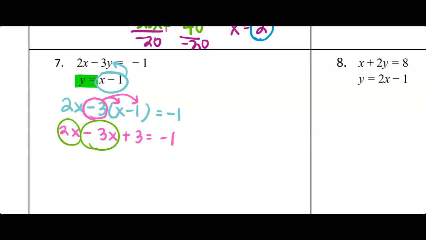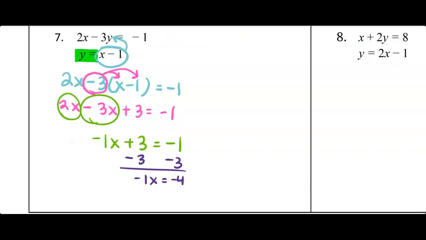Combining like terms, we get that negative 1x plus 3 is equal to negative 1. Minus 3 from both sides, so we get negative 1x is equal to negative 4. And then lastly, we divide by negative 1 to see that x is equal to positive 4.